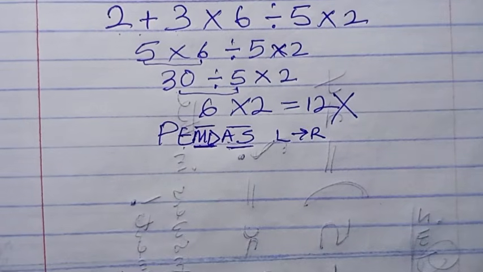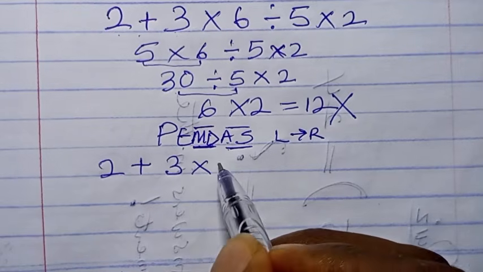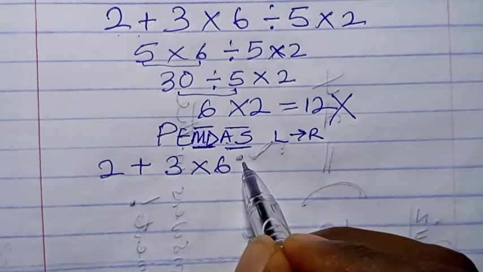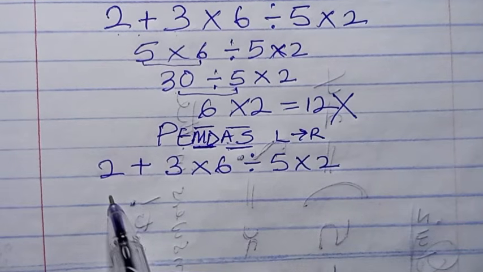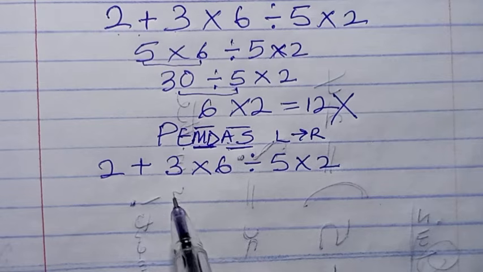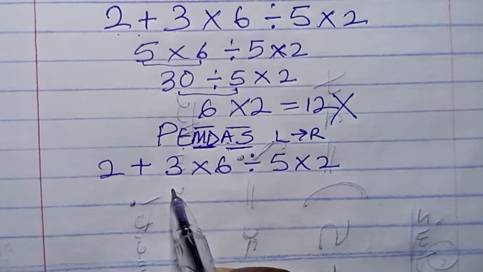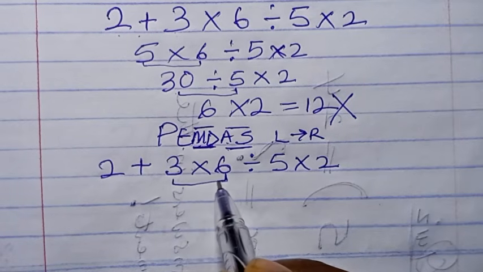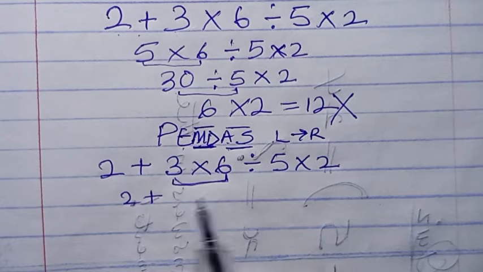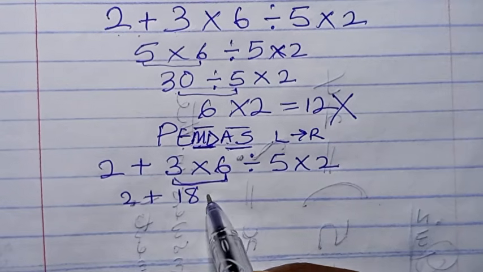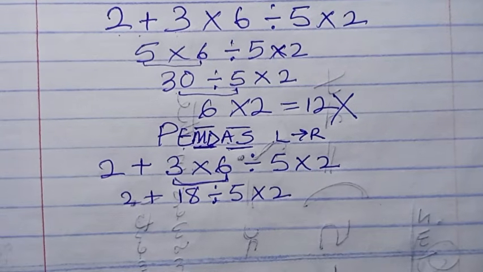So if we do that, we are going to have 2 plus 3 times 6 divided by 5 times 2. All right. So first of all, what we need to do, because PEMDAS says we have to do multiplication first. All right. So we do this multiplication first, which is 2 plus 3 times 6 is going to give us 18 divided by what? 5 times 2. All right.